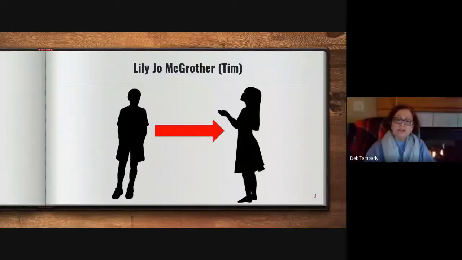One of the main characters is Lily Jo McGrother. Lily was born a boy and named Tim, but identifies as a female and has changed her name to Lily Jo. So in the story, you do learn that originally the character's name was Tim, but the name that the character ultimately goes by is Lily because that's how they identify.